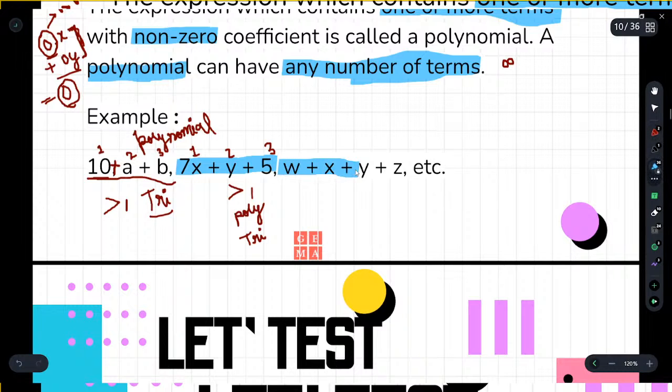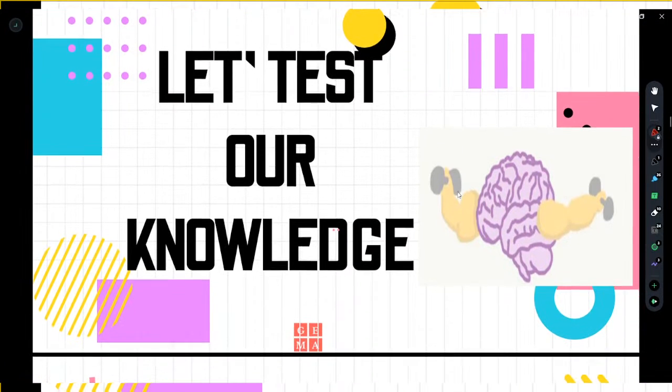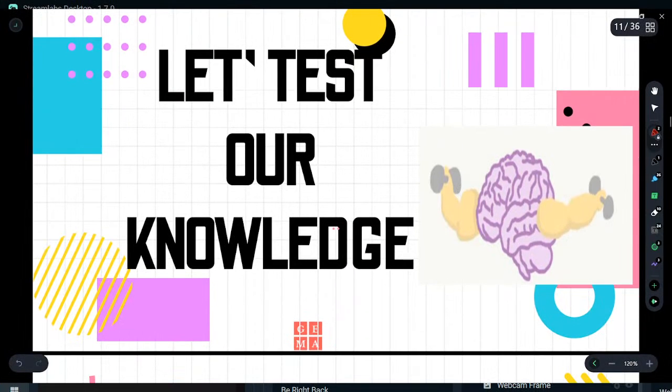Let's move on to next example. w plus x plus y plus z. How many terms it has got? 1, 2, 3 and 4. Right? So how many? What is it? More than 1, right? So that's why it's a polynomial. And there is no other name for it. We can call it polynomial only. Right? So let's go next. Let's test our knowledge.